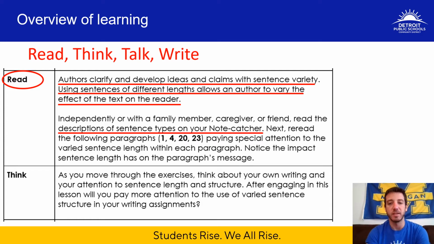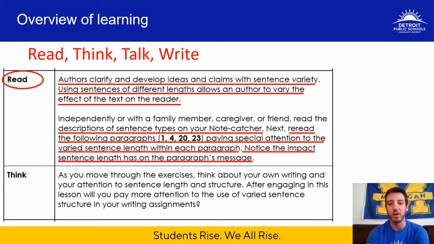And then today, basically, you have to read the descriptions of sentence types on your note catcher. So in the note catcher, it'll tell you different descriptions of sentence types. And then you have to reread the following paragraphs, 1, 4, 20, and 23, and pay special attention to the varied sentence length within each paragraph. Notice the impact sentence length has on the paragraph's message.